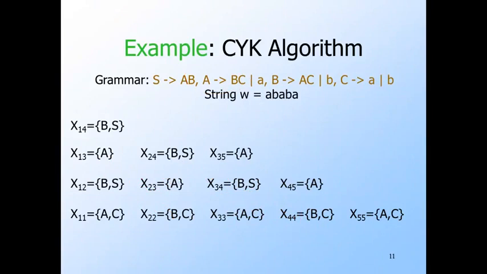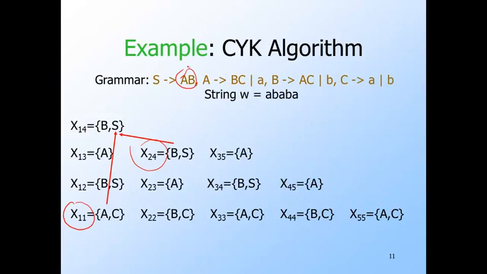Starting at the bottom of the column, that is X11, and the top of its diagonal, that is X24, we pair these to see if we can form any production bodies. In this case, we can combine A from X11 and B from X24 to put S, the head of the production with body AB, into X14.